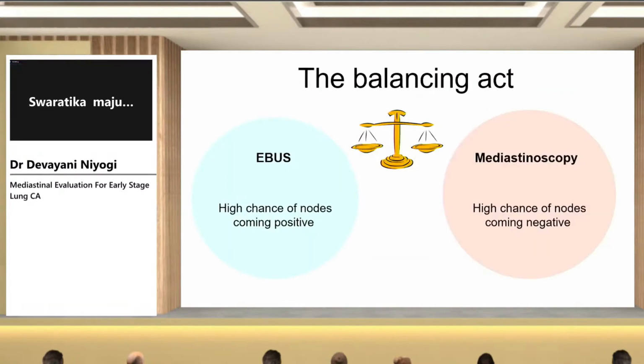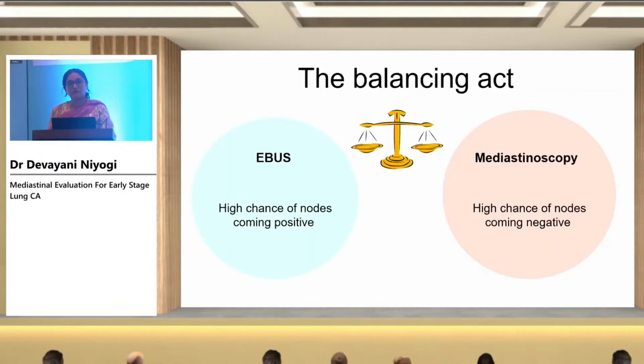So like with everything else, we need to do a very good balancing act over here. So the way we prefer to do it is pick EBUS when you think that the chance of your node coming positive is high. So you do a less invasive procedure, prove your nodes positive and send your patient for systemic therapy.